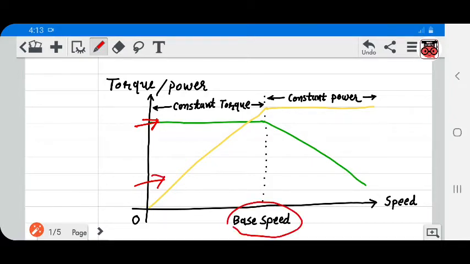This is the base speed. Base speed means the rated speed. Below the base speed, the torque will be constant and the power will increase linearly. And after the base speed, the power will be constant and the torque will gradually decrease.